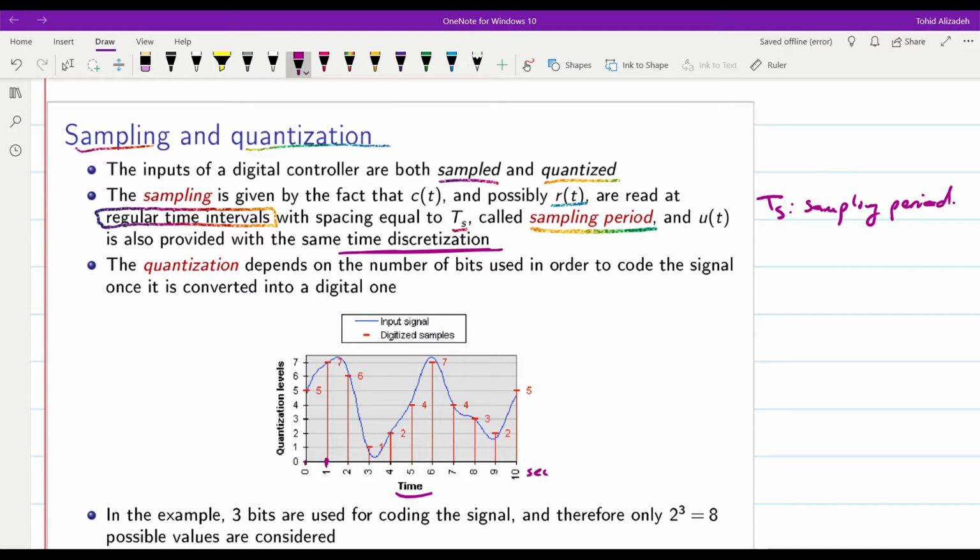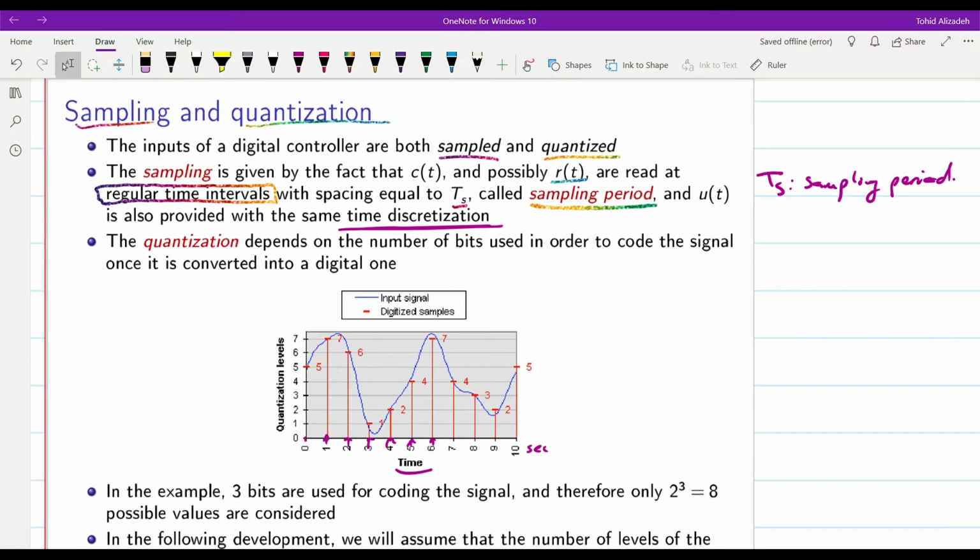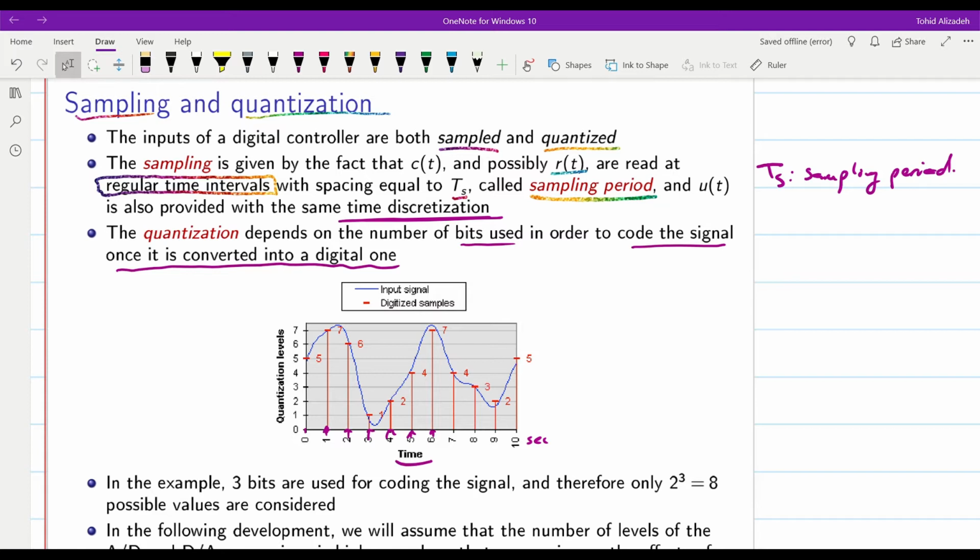At the interval of 1 second, the output signal is sampled. It means that it is measured. The quantization, on the other hand, depends on the number of bits used in order to code the signal once it is converted into a digital one. We can have different numbers of bits in order to represent a signal in the digital form.